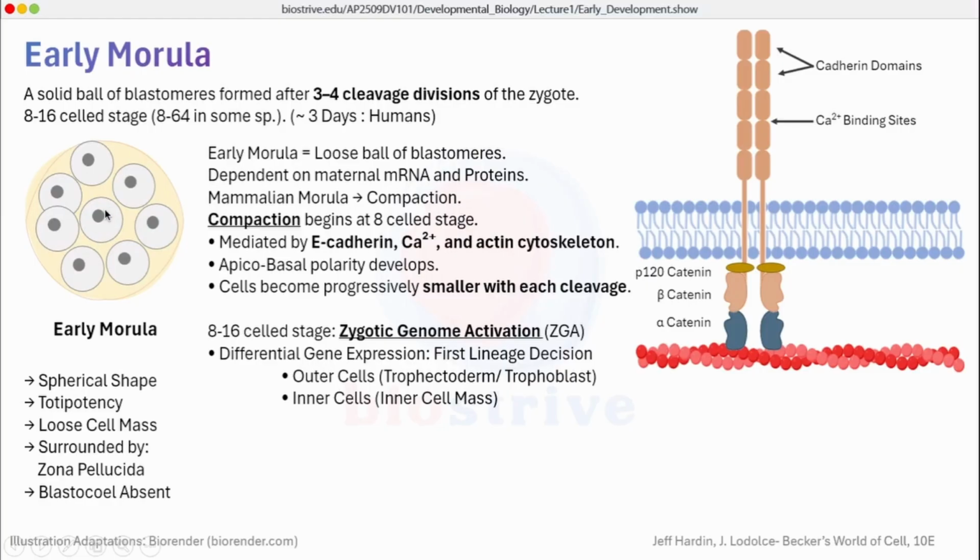Each and every cell will be able to give rise to the entire human body as well as its supportive tissue. Whereas the outer cells will become multipotent because they will give rise to supportive tissue like placenta, whereas the inner cell mass will become pluripotent, which means that the inner cell mass can give rise to the entire body, but they cannot form the supportive tissue like placenta.